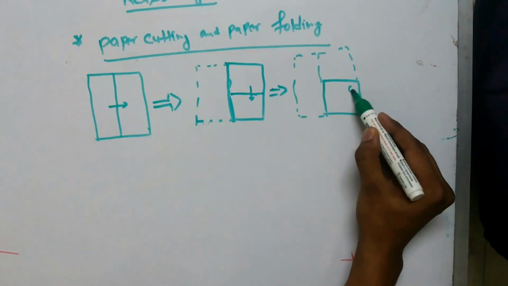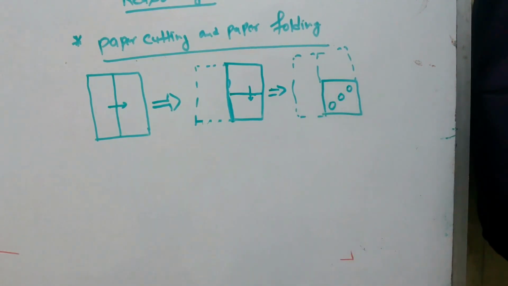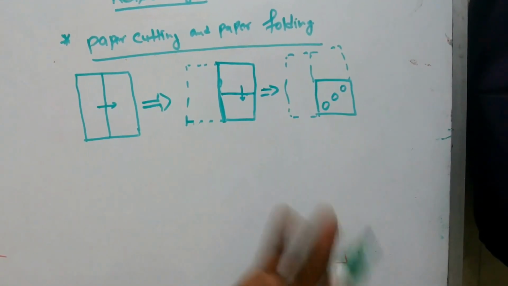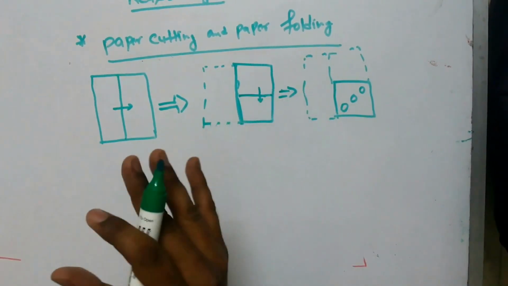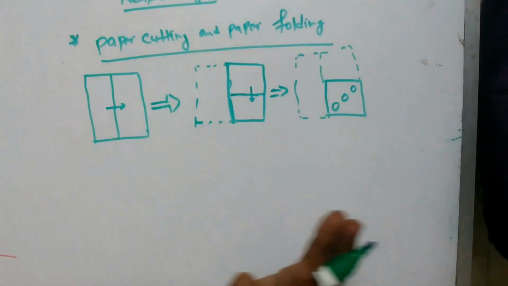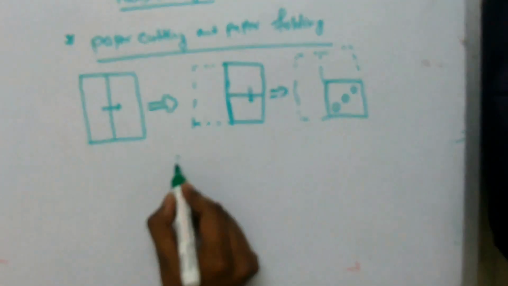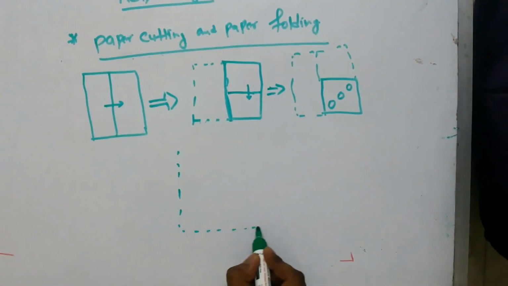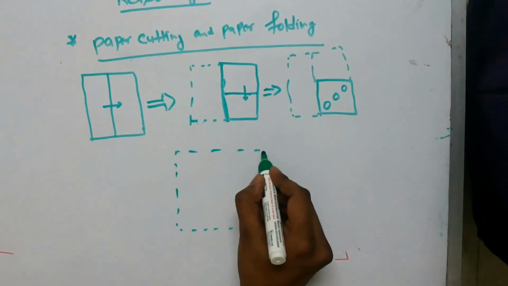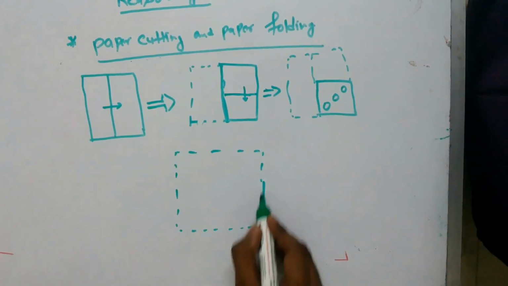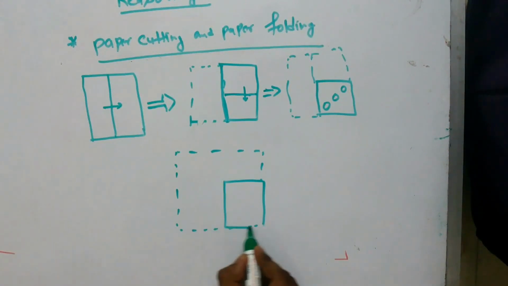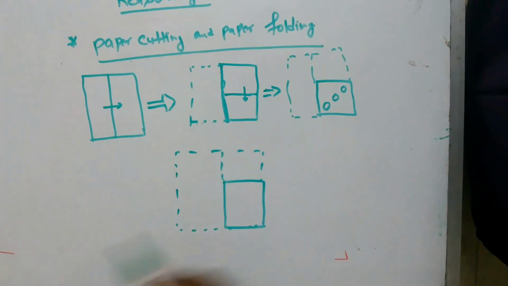Now we take three punches here like this, and the question will ask how the paper will look when we unfold all the portions. Very simple technique. I am just enlarging this. This is the question given to you.